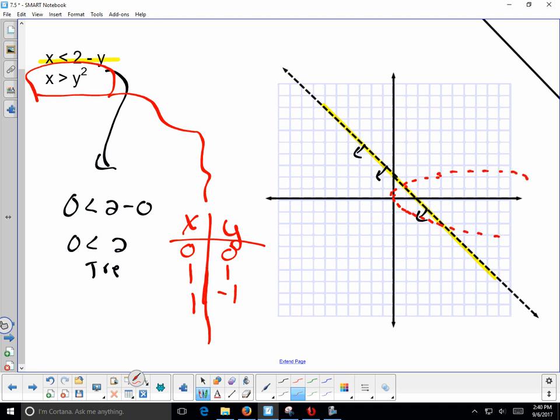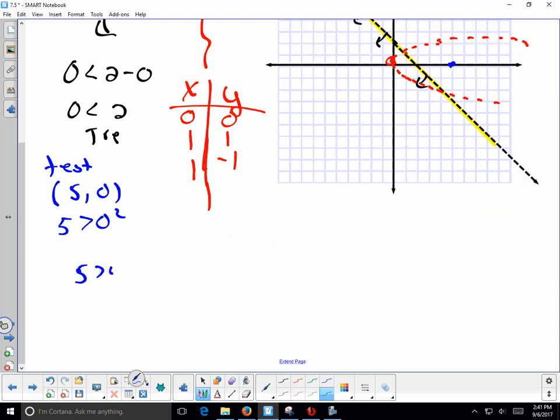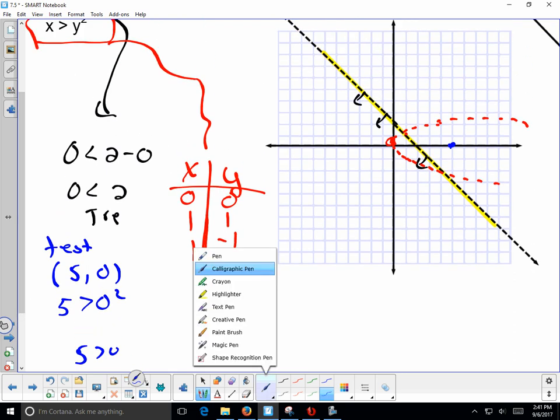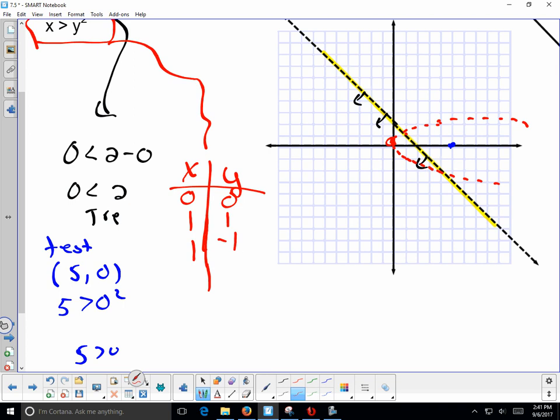I cannot use (0, 0) because (0, 0) is a point on the graph, so I'm going to pick another point. Let's pick a point way out here, 1, 2, 3, 4. Let's do (5, 0). So I'm testing (5, 0). That's my test point. When I put that in, I'm going to have 5 is greater than 0 squared. So 5 is greater than 0. That is true. So then I would shade the area inside the parabola.